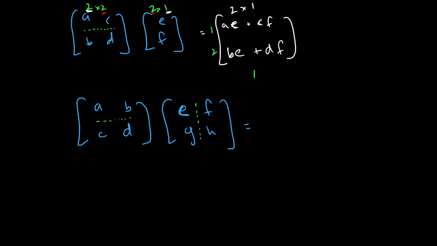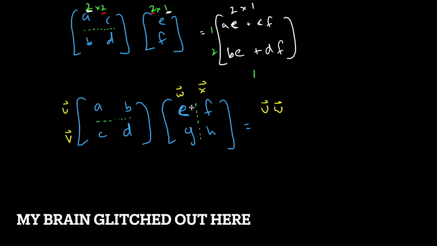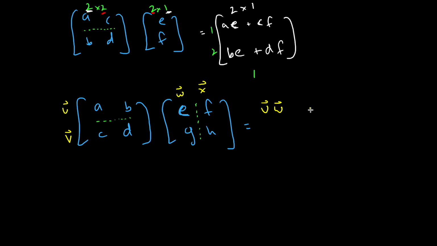I'll just call these specific vectors so I don't have to write them all out. I'll call this vector U, vector V, vector W, this is vector X. My first element will be the dot product of U and W. And my second element will be the dot product of V and W. Third would be the dot product of X and V, or X and U.